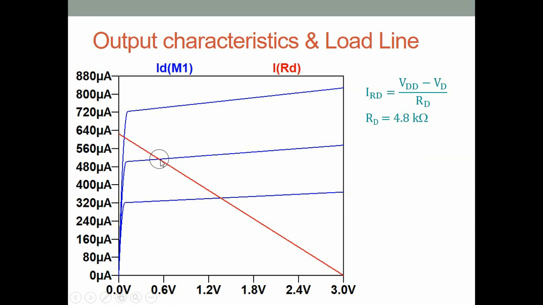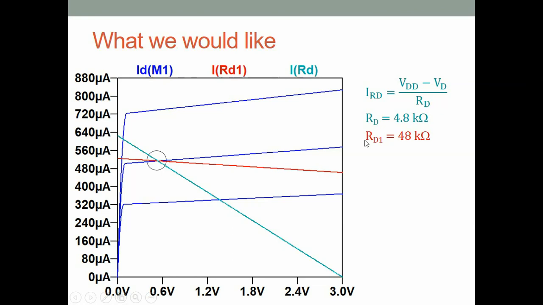Now we want to see what happens if we increase the value of RD. The slope of this line is 1 by RD, so the slope will become smaller. Here is another plot. If we make RD 48 kilo ohms from 4.8 kilo ohms, then the load line corresponding to the 48 will be this red line, so that VO, the DC drain voltage, stays the same, but the slope has become much shallower, and therefore this will give us a much higher gain.